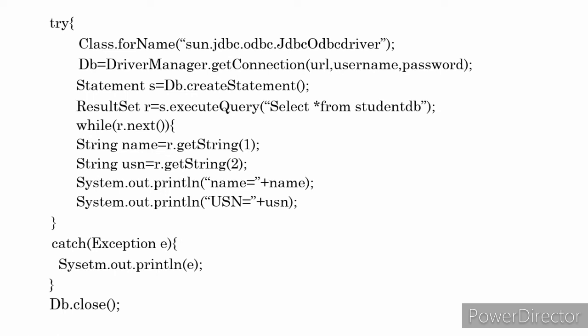And we are using a try catch method here. Why? Because while handling these connections, there may be chances of exceptions. To handle that exception we are using a try catch method here. After getting all the data, we are closing the database here.